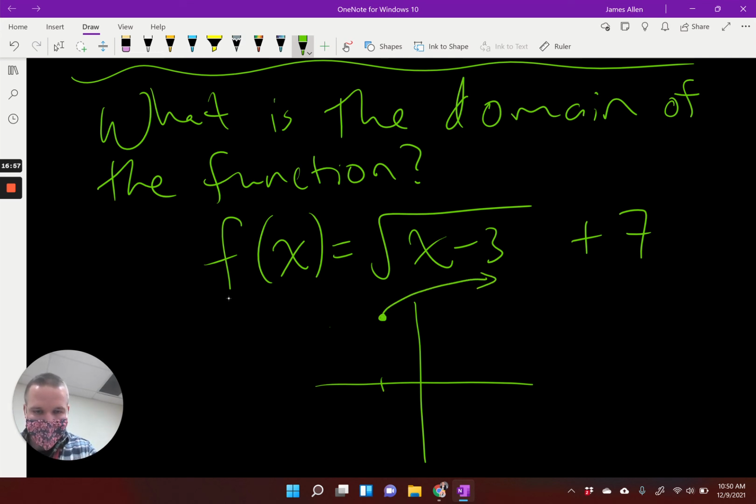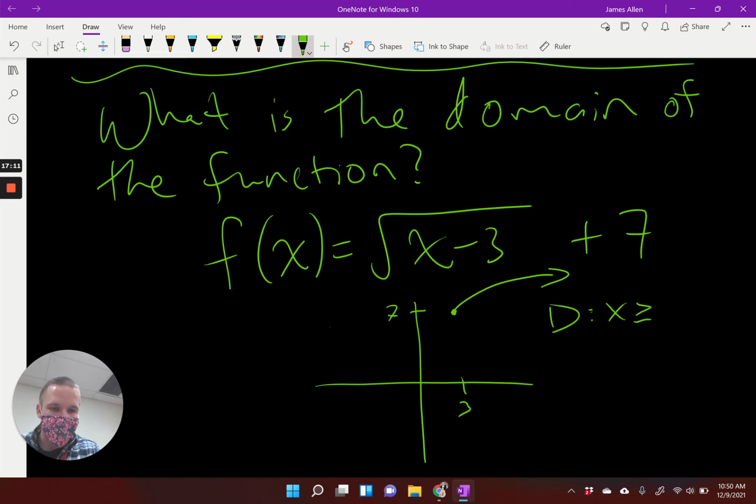So this is, I moved to the left, as I said, right. My apologies. To the right 3 and up 7. Okay, there we go. So that's 7, that's 3. So my domain here would be x is greater than or equal to 3, or 3 to infinity, right?